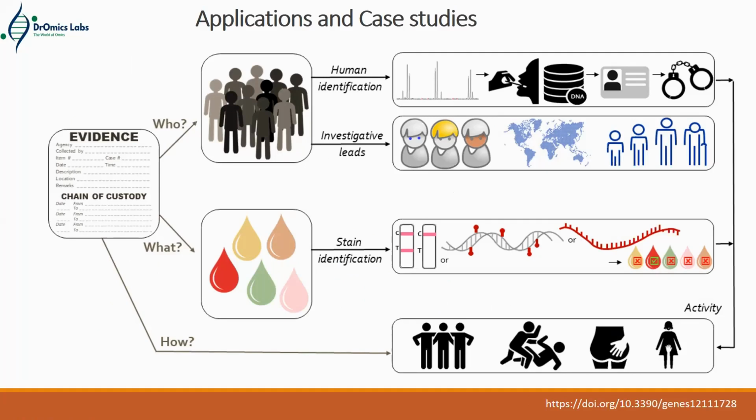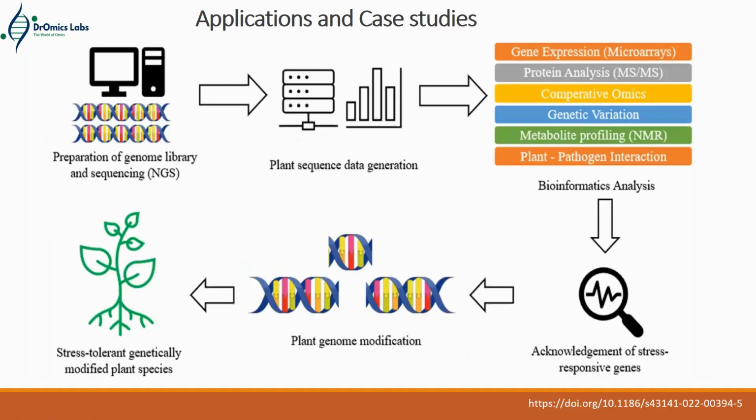Again, then in plant science, how will you use NGS in plant science? You can just prepare the library, you can sequence it, and you can do a lot of things, right from gene expression to protein analysis. Comparative omics is like doing a lot of other stuff and then combining all the omics, transcriptomics, miRNomics, epigenomics, other kinds of things. You can also find out genetic variation.